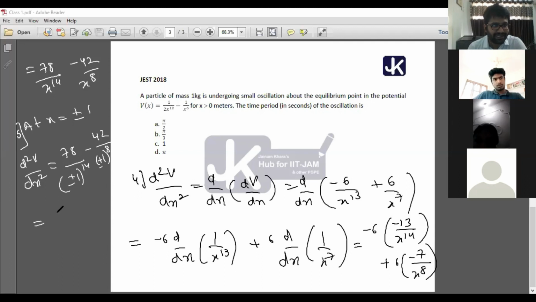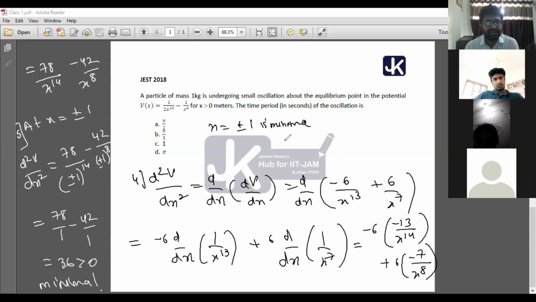But tell me one thing, anything 1 raised to 14 or 1 raised to 8 is going to be 1. 78 upon 1 minus 42 upon 1. So how much is this, people? 36. This is greater than 0. Hooray, this is minima. We found the minima, people. So x equal to plus or minus 1 is minima. Just hold on, we don't have to find x equal to plus or minus 1. We have to find the time period.